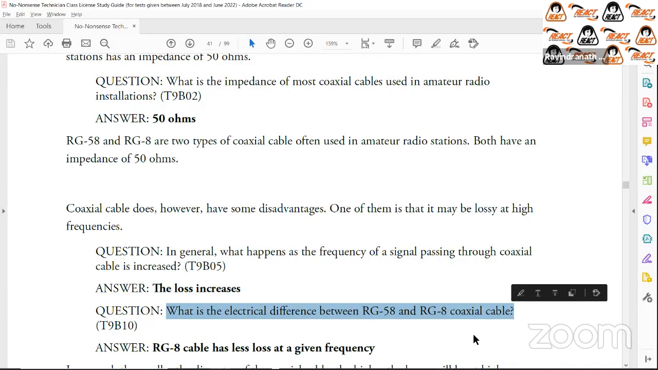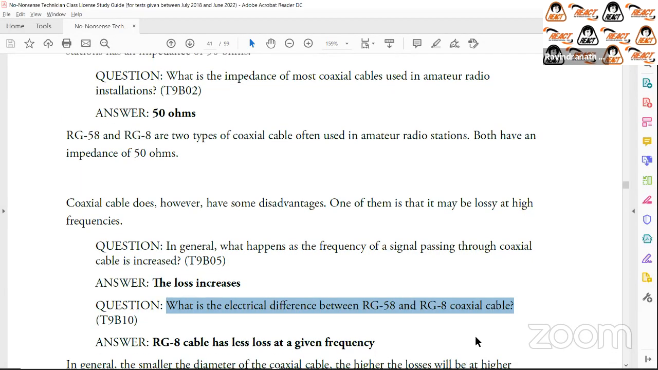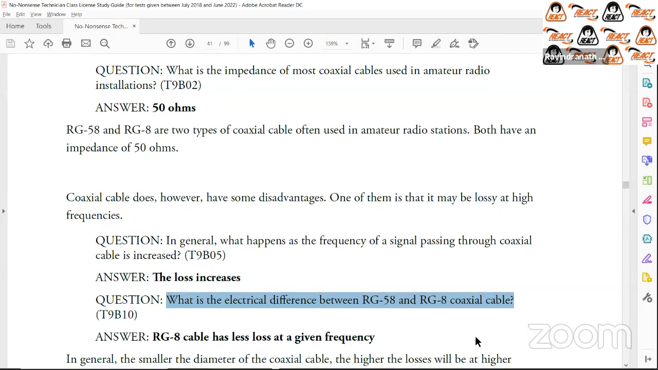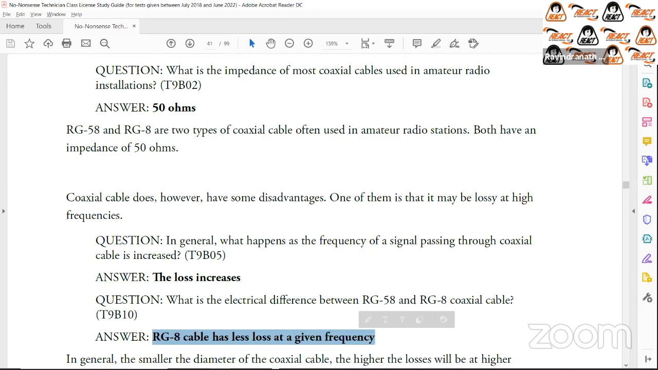Next question, what is the electrical difference between RG58 and RG8 coaxial cable? This is straight from the chart that we looked at. The loss for RG8 cable is less for a given frequency. When you compare it to RG58, remember the RG58 cable, the loss was higher, both at VHF and UHF compared to RG8. So that's what they're asking us here. The loss for RG8 is lower.